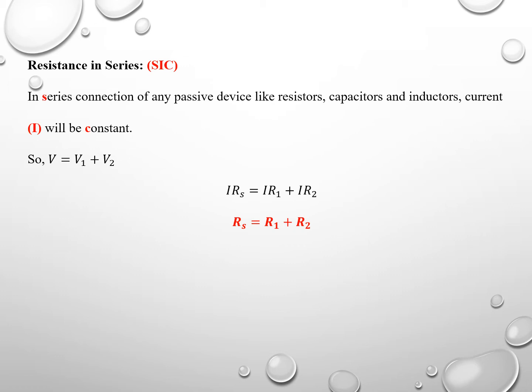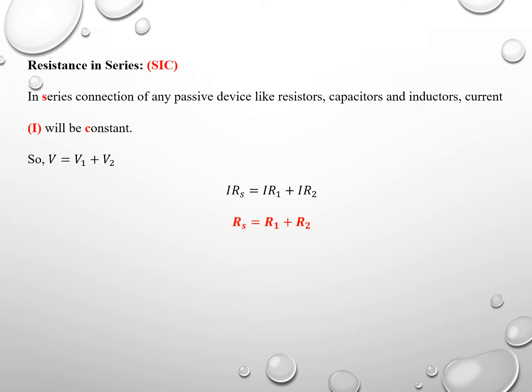Those confusions can be cleared if you remember two simple rules. One is SIC, another one is PVC. The expansion of SIC is series current constant. That means in any electrical circuit, if the passive devices, that is resistors, capacitors and inductors, are connected in series, the current flowing through those components will be constant. I will take a detailed look at passive devices in my next video.